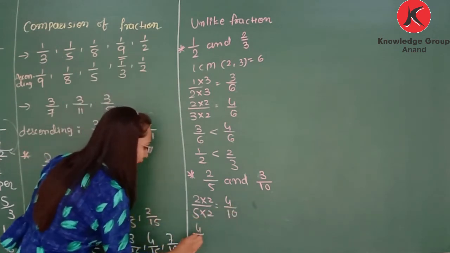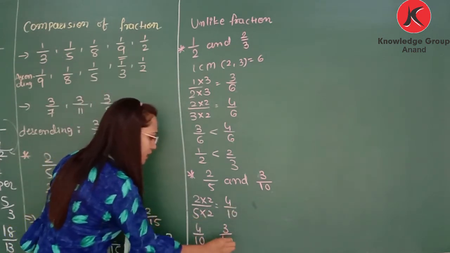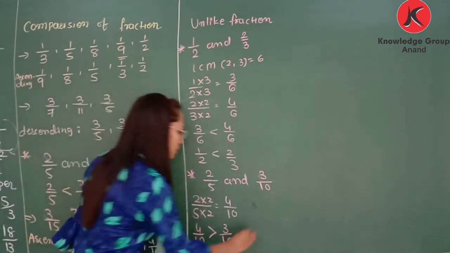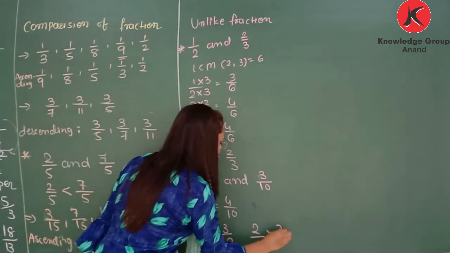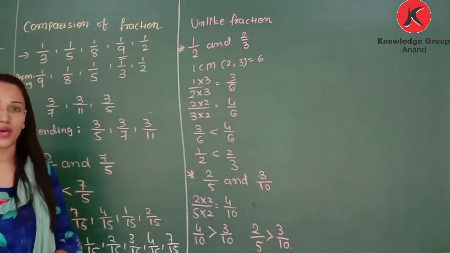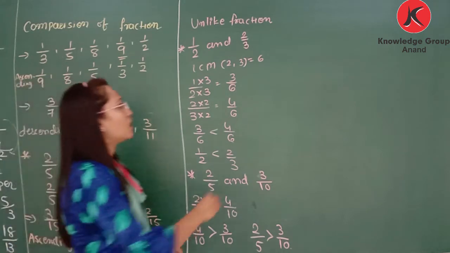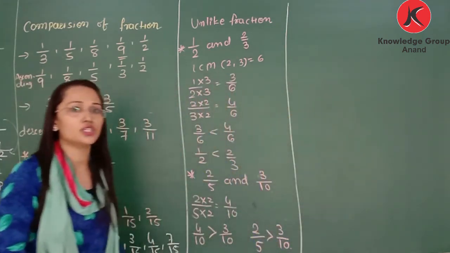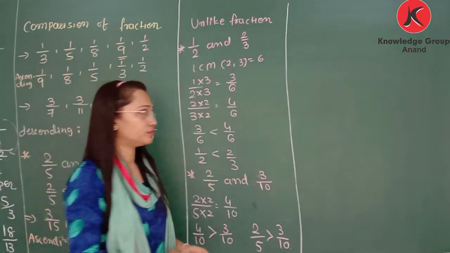Now compare 4 by 10 and 3 by 10. Which one is greater? 4 by 10 is greater. It means 2 by 5 is greater than 3 by 10. So this way we can perform the comparison of fractions. After comparison, we learn about the addition and subtraction of fractions.